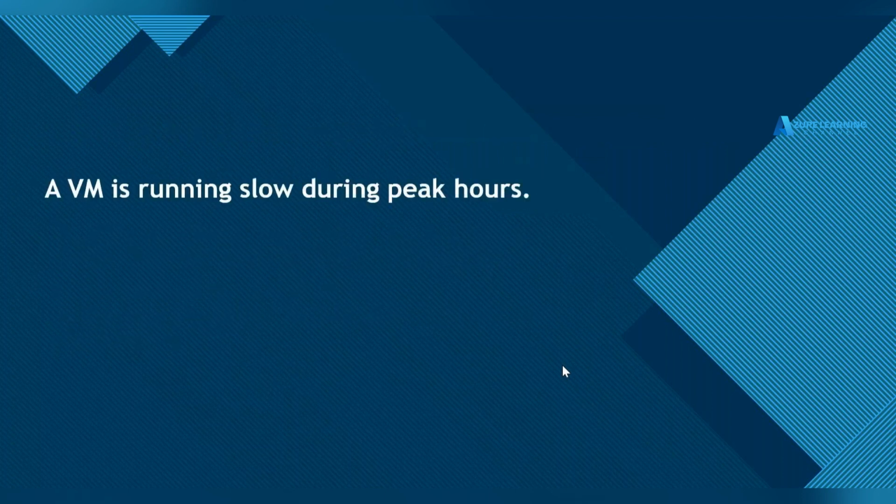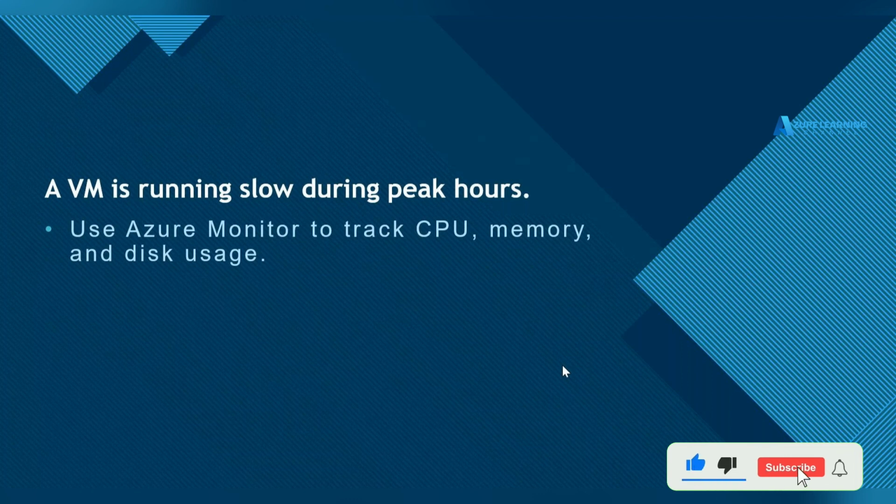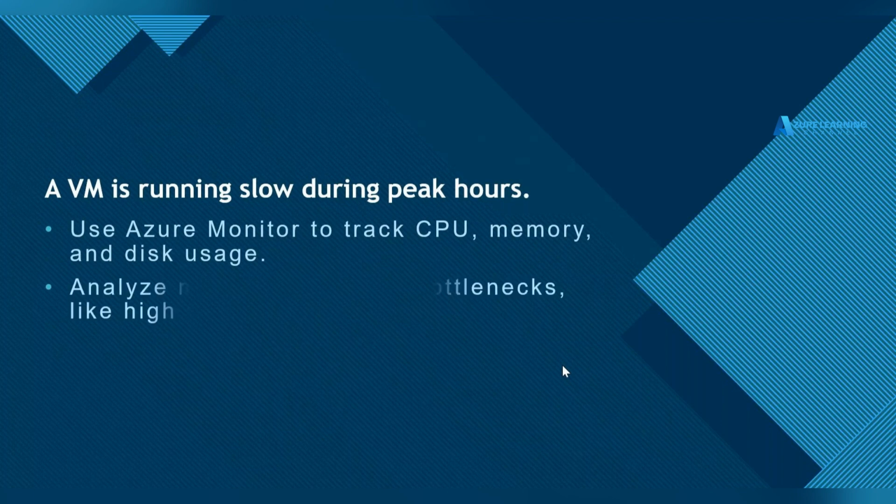A VM is running slow during peak hours. What can we do? First thing is we can configure Azure Monitor. If you are an L1, you have to do this. You can enable Azure Monitor so that you can track the CPU, memory, disk usage, network out, disk read and write operations, CPU utilization. You can monitor everything. Next, you have to analyze the metrics to identify bottlenecks like CPU utilization.